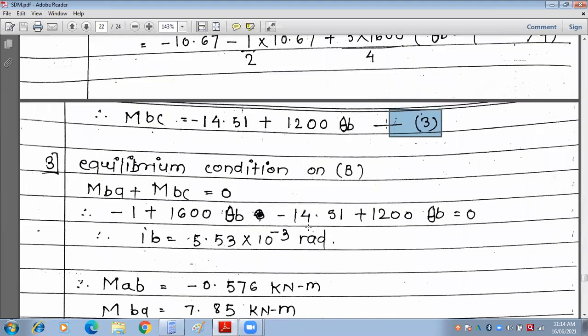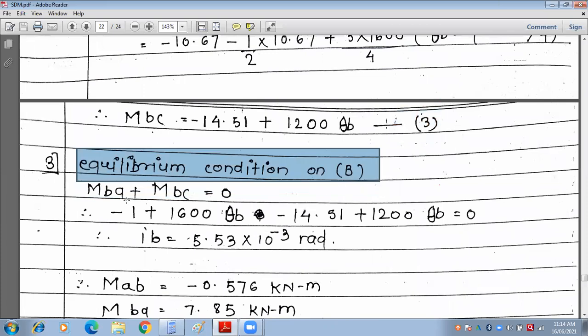Now what we have to do, we have to apply the equilibrium condition at support B. As we know that equilibrium condition is sum of all the moment about point B is equal to 0, and there are the two moment at support B.